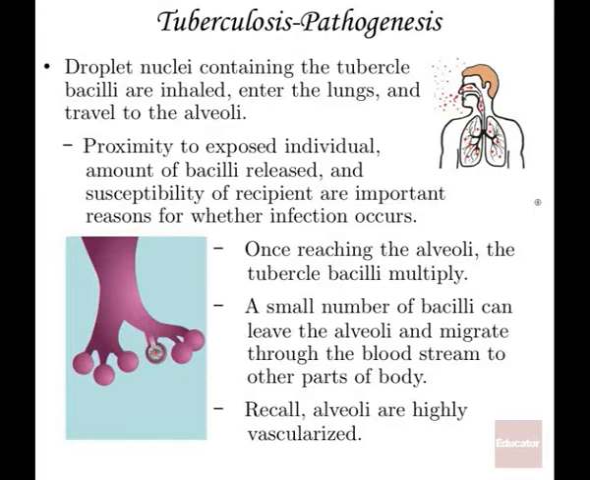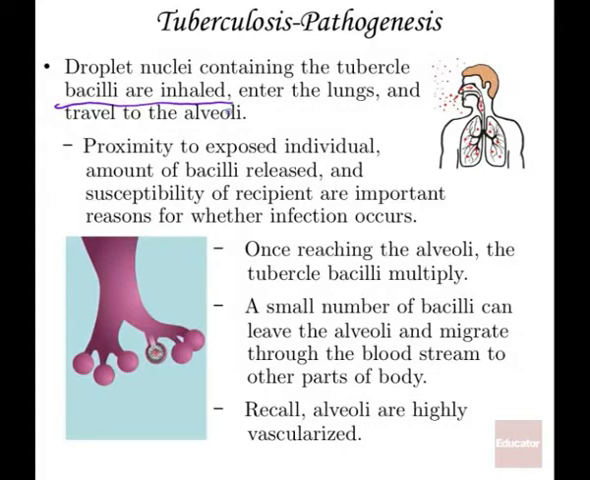And in a susceptible individual, these bacilli are inhaled, they enter the lungs, and they go all the way to the alveoli. And the alveoli are at the very end of the bronchial tree, and that's where the oxygen exchange occurs.